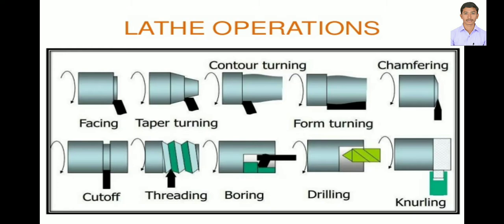And the knurling operation, which we use to maintain grip, to withstand stresses, and to develop the stiffness of the objects. So, knurling is also performed on the lathe machine. These are the different operations performed on the different lathe machines.